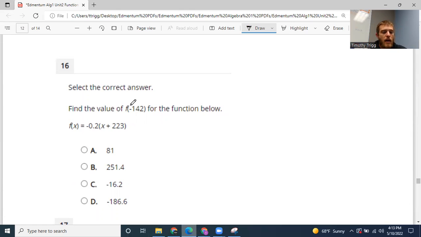Find the value of f of negative 142 for the function below. So here I'm going to find the output when the input is negative 142. So again, I'm going to replace x with this input. So that's going to become negative 0.2 times negative 142 plus 223, just like this.